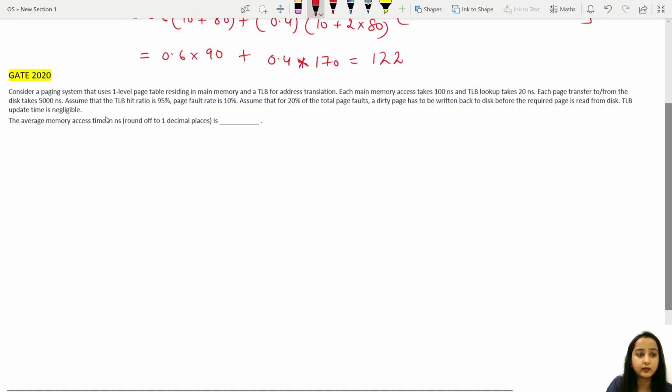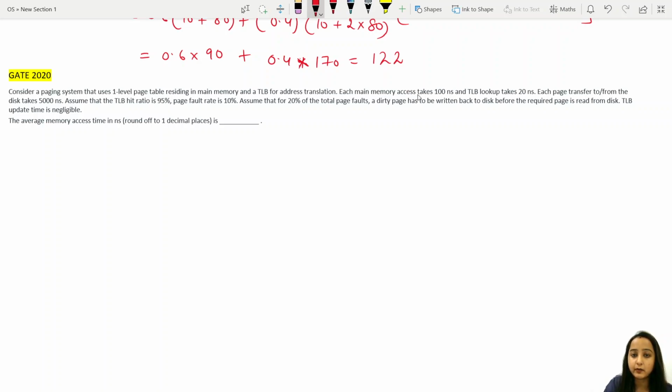So consider, this is a GATE 2020 question. Consider a paging system that uses a one-level page table residing in the main memory and a TLB for address translation. Each main memory access takes 100 nanoseconds and TLB lookup takes 20 nanoseconds. Each page transfer to and from the disk takes 5000 nanoseconds. Assume that the TLB hit ratio is 95%, page fault rate is 10%.